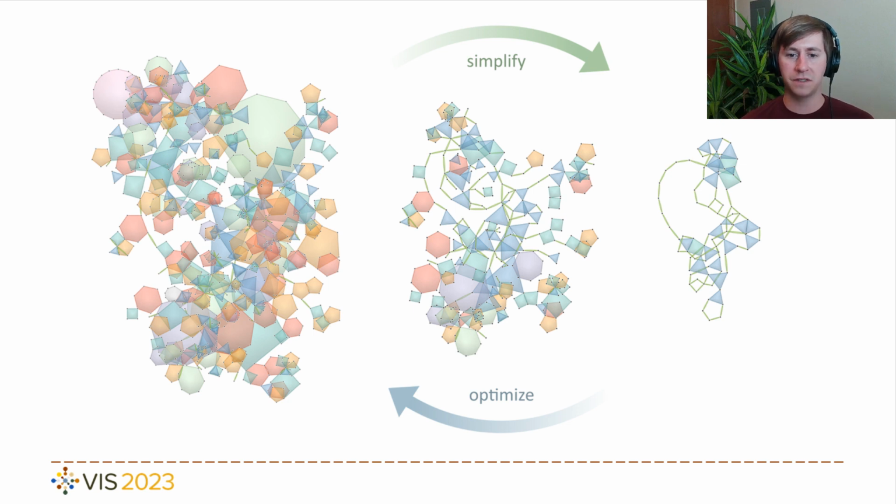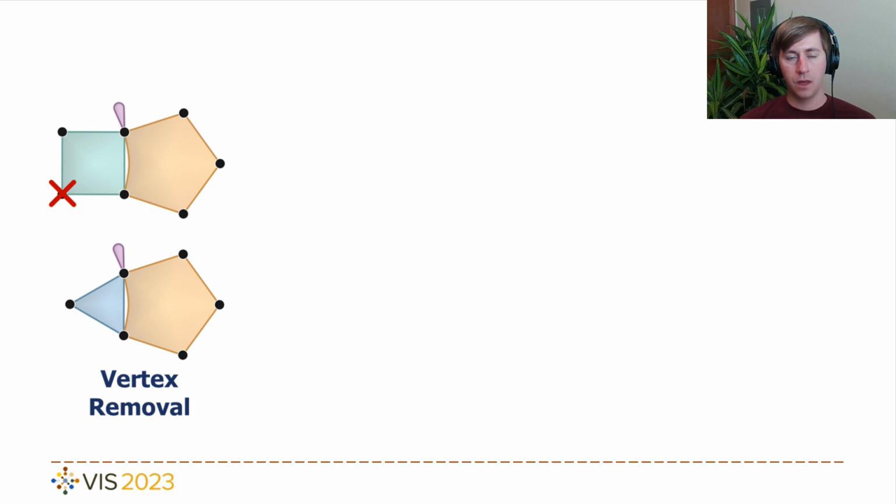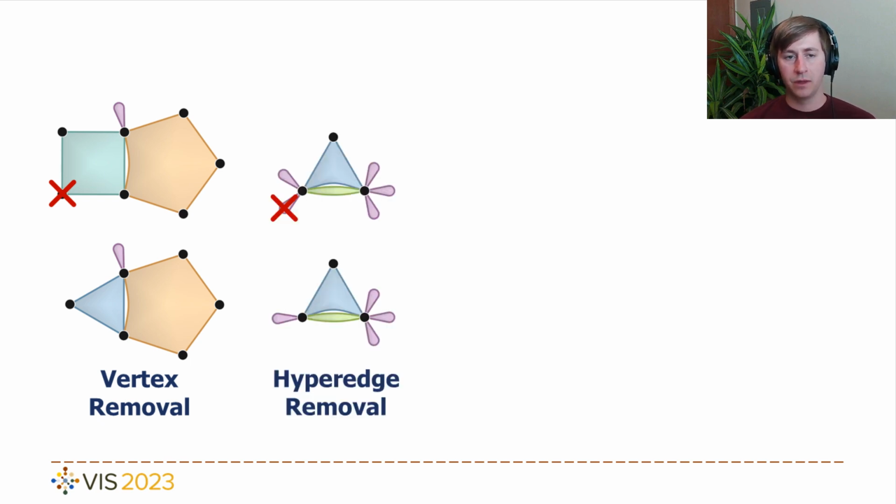At the core of our system is a set of 4 atomic simplification operations. Our first operation is a vertex removal, where a single vertex is removed from all of its incident hyperedges and deleted from the hypergraph.